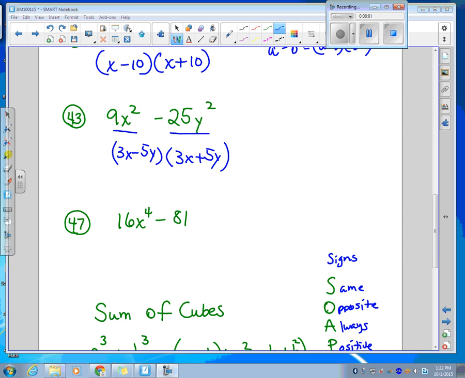Continuing with part 2 of our factoring. Number 47 on page 71 is still a difference of squares. So you can see that the first term is a perfect square because 4x squared times 4x squared is equal to 16x to the 4th.